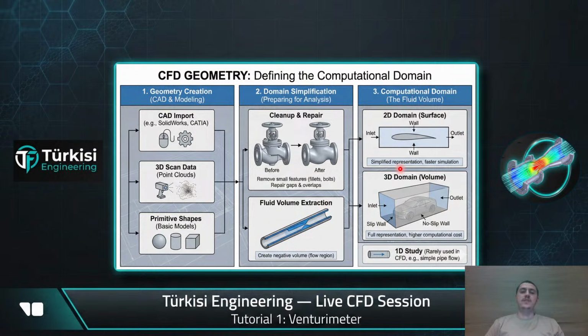For CFD geometry, what can we do? At the first step, we model the CAD. We can use, as I mentioned, SolidWorks or CATIA. Your geometry can also be 3D scan data, or a very simple geometry like primitive shapes. Secondly, you do domain simplification, or sometimes you don't model at all.